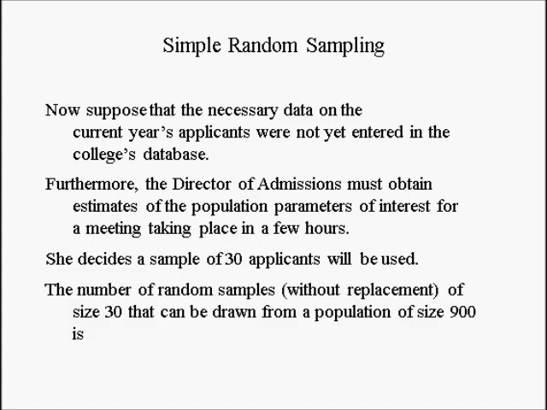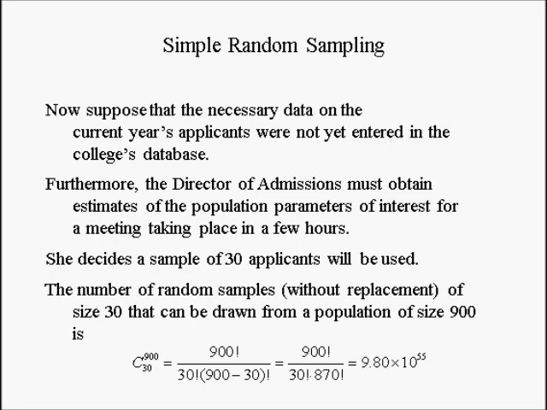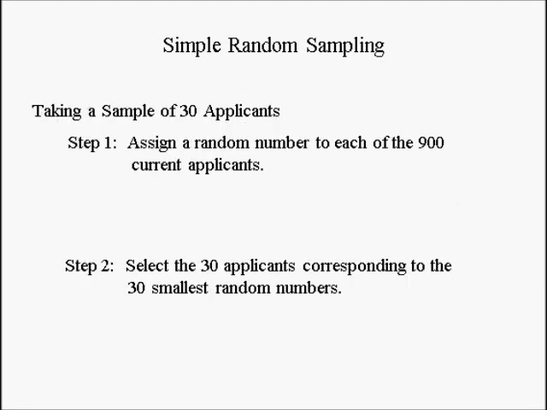The number of random samples without replacement of size 30 that can be drawn from a population of size 900 is equal to 900 choose 30, which equals 900 factorial divided by the product of 30 factorial and 870 factorial, or 98 million times 1 trillion raised to the fourth power. That's a big number. Excel can be used to take a sample of 30 applicants.